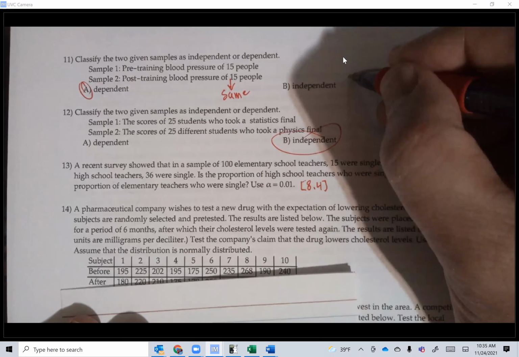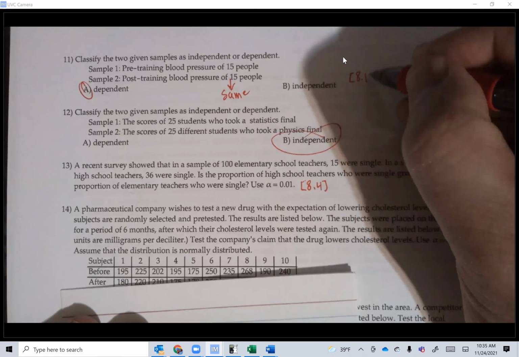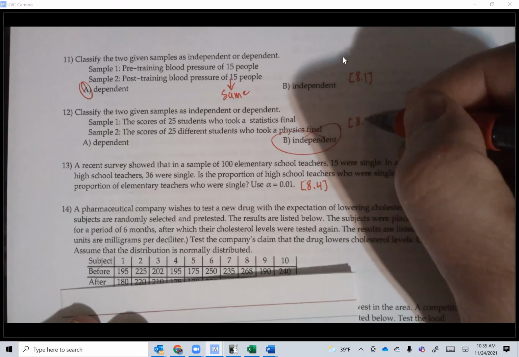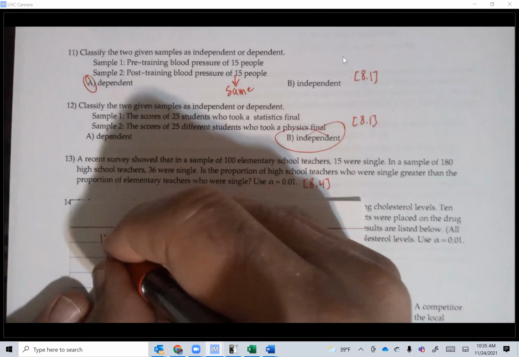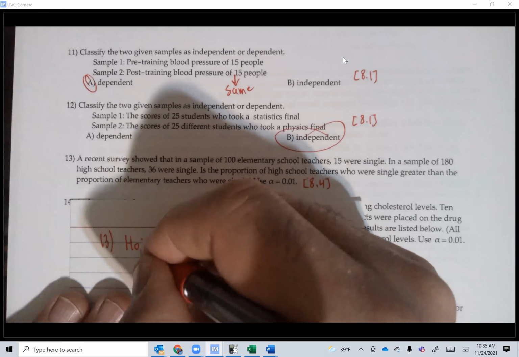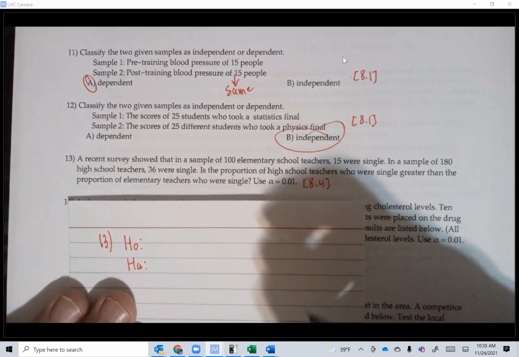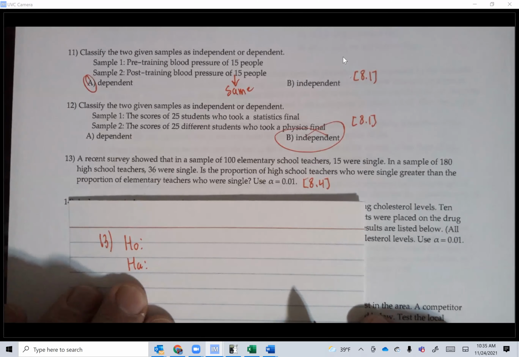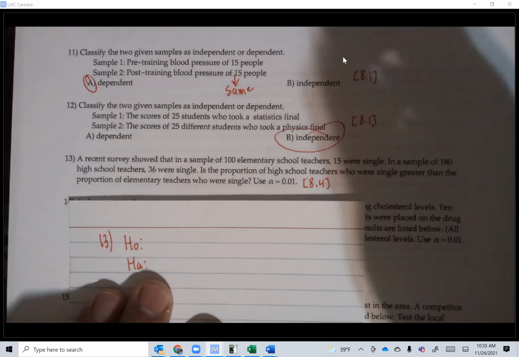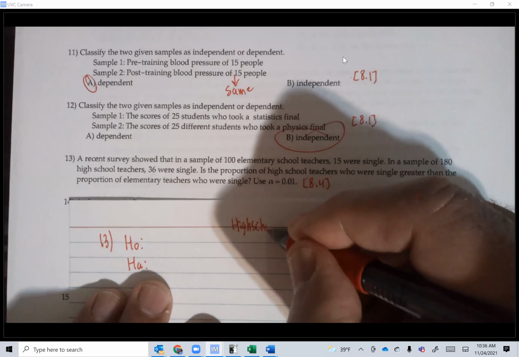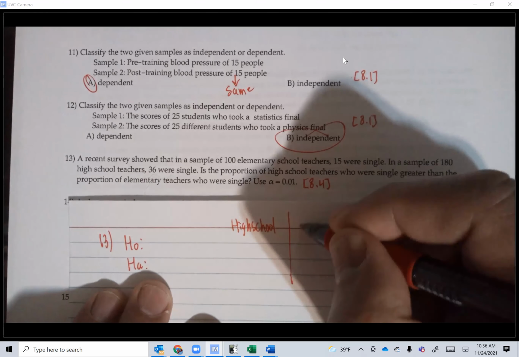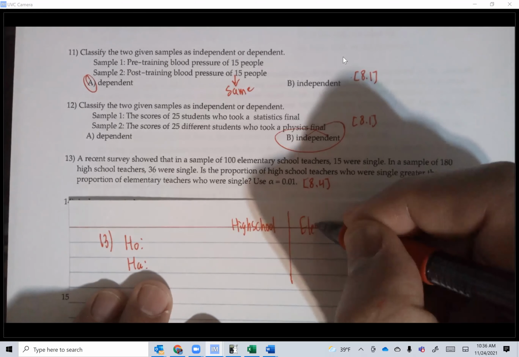And that was 8.1. Okay, number 13. H0, Ha. Okay, let's see. He's talking about high school teachers. So let's put the high school first, and then elementary. Why did I put it first? Because he started with that first.